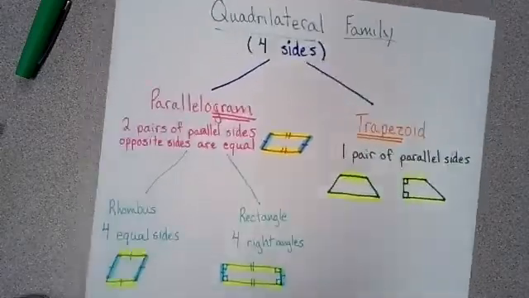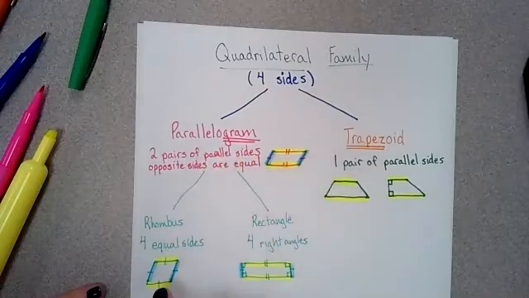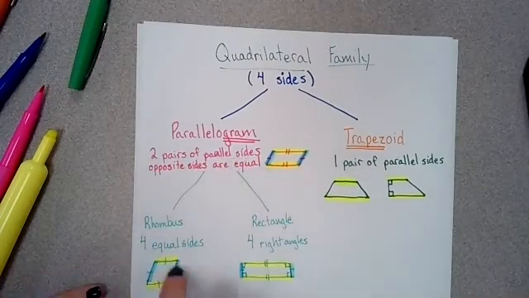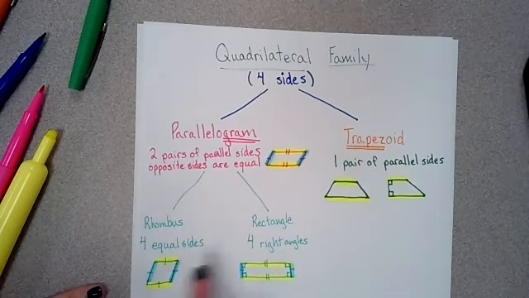Now, both of them are part of the parallelogram family because both of them have two pairs of parallel sides, here and here. Both of them have opposite sides that are equal, but they have one thing that makes them different. Rhombus has four equal sides, and rectangle has four right angles.